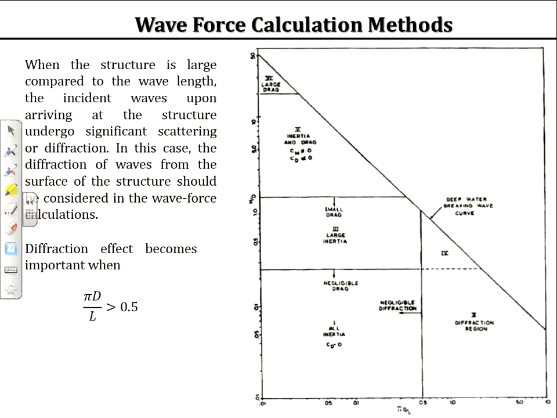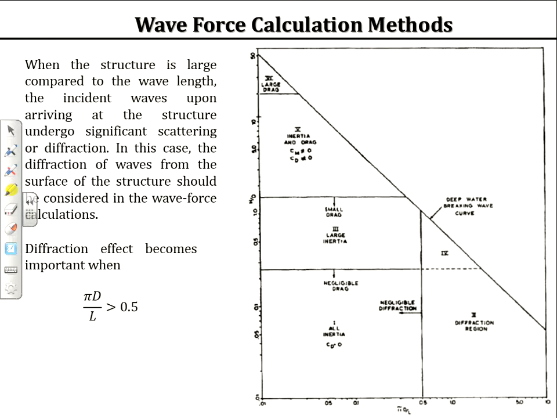Then we should use diffraction theory to do the calculation. So this value is 0.5. If larger than 0.5, you use diffraction theory to do the calculation. But if it is smaller than this, how can we calculate? Morison. Generally, we should use the Morison equation.